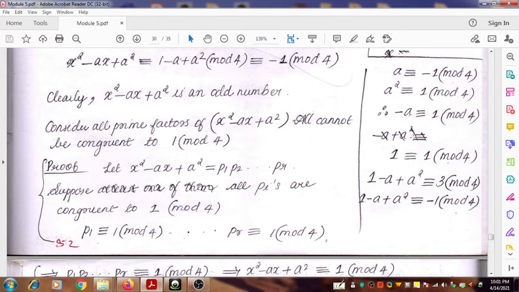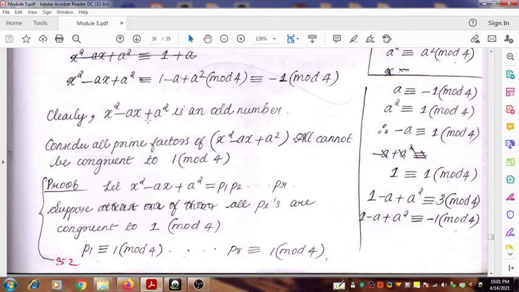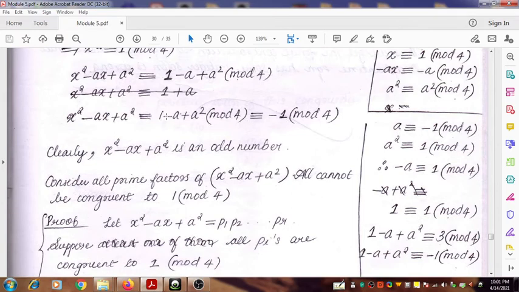By adding the second, third, and fourth congruences in the set of congruences available here, you get that 1 minus a plus a square is congruent to 1 plus 1 plus 1, that is 3 mod 4. But 3 mod 4 can be written as minus 1 mod 4. Since 3 is congruent to minus 1 mod 4, we get that 1 minus a plus a square is congruent to minus 1 mod 4. That fact is used here.